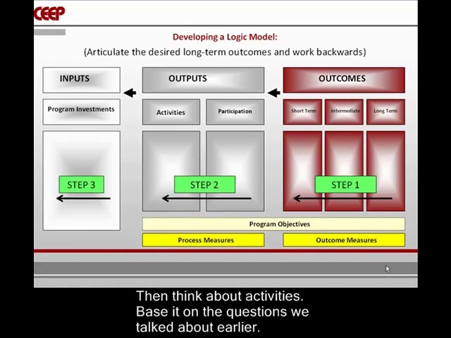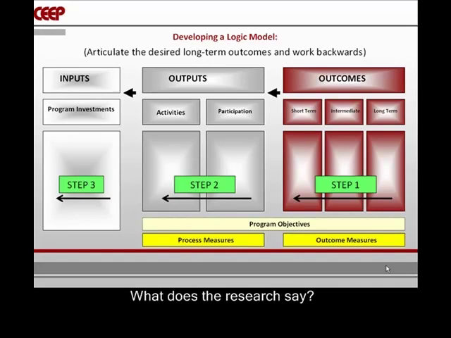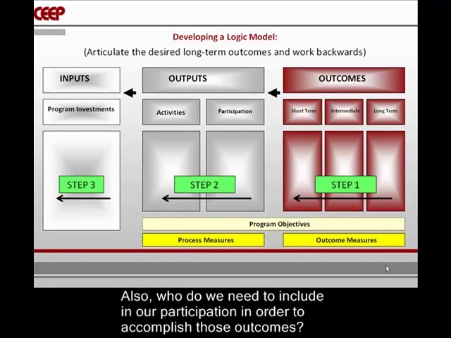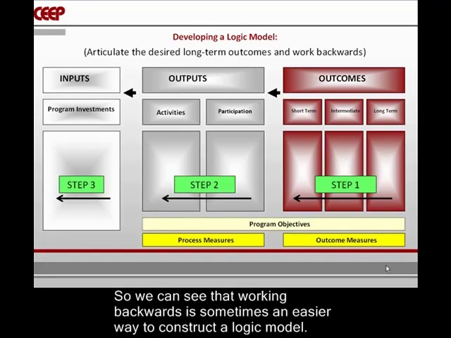So basing it on the questions that we posed earlier: what does the research say? What are the best practices? What activities, what things do we need to do, and who do we need to include in our participation in order to accomplish those outcomes? So working backwards is sometimes easier to conceptualize the logic model.